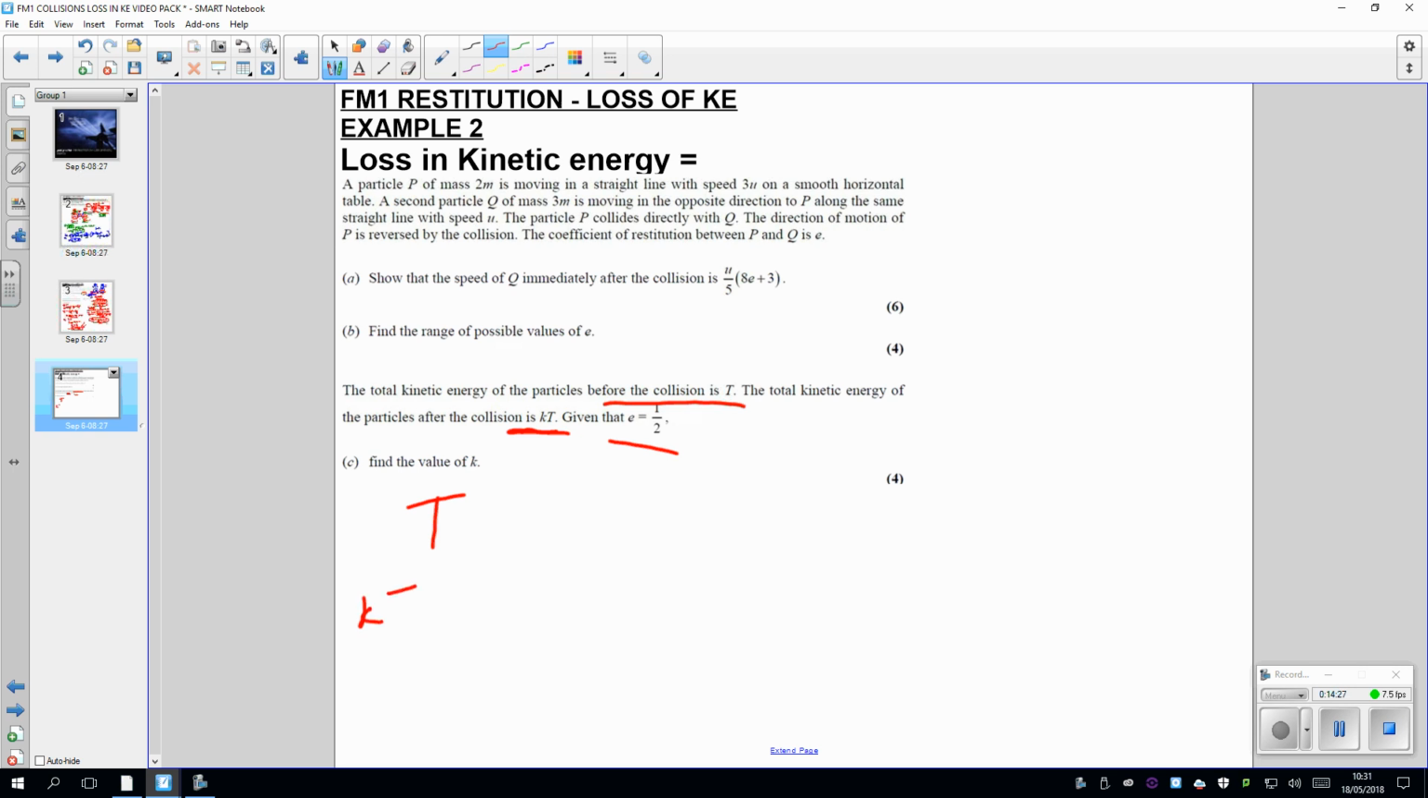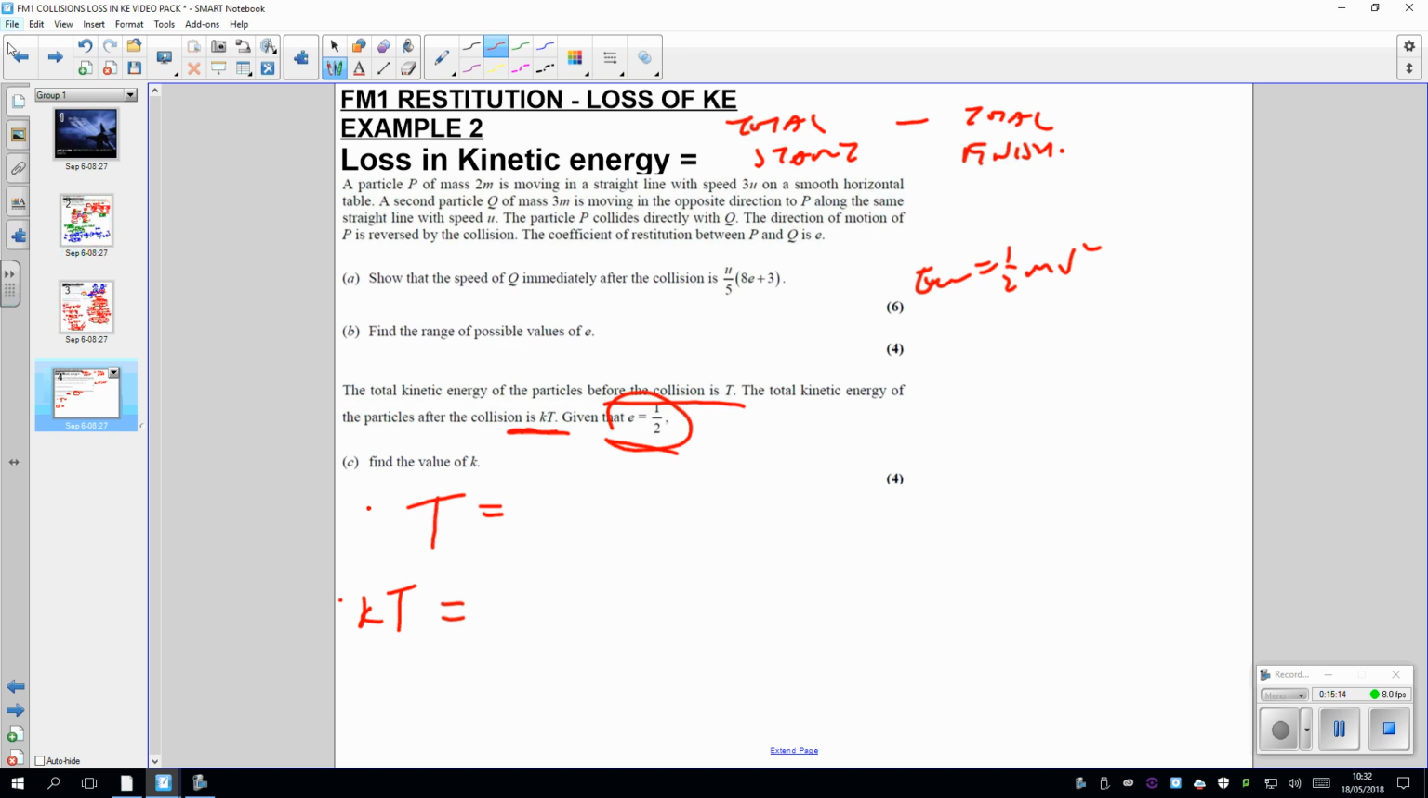Okay. So we know loss in kinetic energy, remember, is total start, take away total finish. But it's a slightly different question than that because it's actually just giving me what the start is and what the finish is. It's not asking what is the actual loss. So I want K by itself, so immediately I can see that I need to divide KT by T to get K, because the T's will cancel and I'll be left with K. So let's try that. Before the collision is T, so that's the start, and we know that Ek is half mv squared, and we know that e is a half, so we need our speeds, don't we?